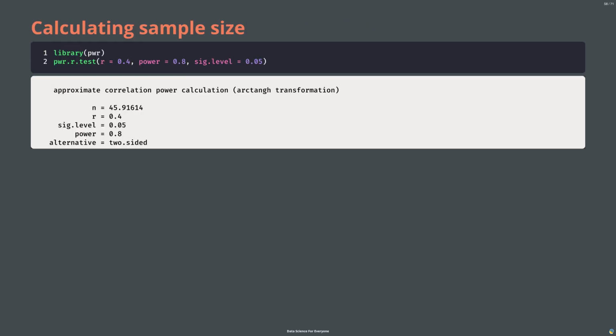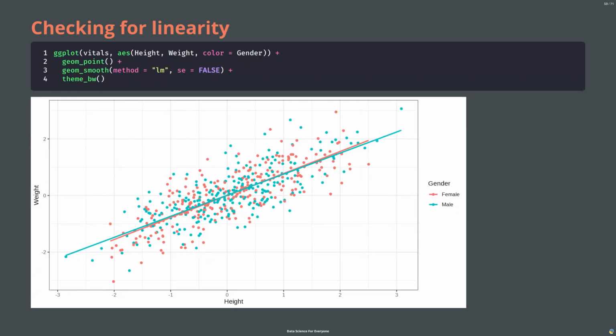To figure out how many participants we need for this kind of correlation test, we can use the power.r.test function from the power package in R. For example, if we expect a moderate correlation of 0.4, want 80% power, and set our significance level to 0.05, we need at least 45 participants. Luckily, our dataset has a total of 500 participants. Before running the test, let's check for the assumptions.